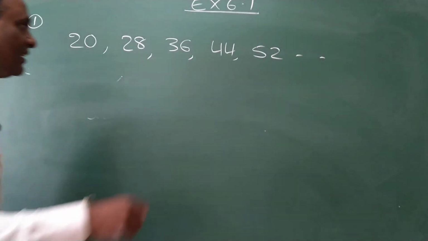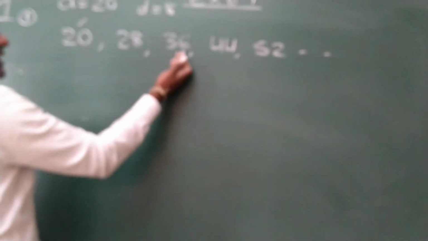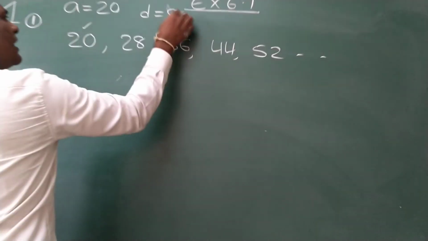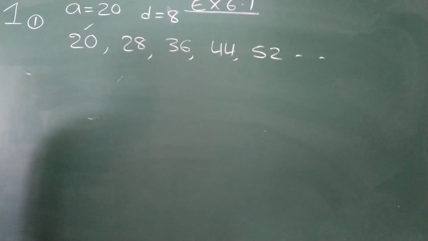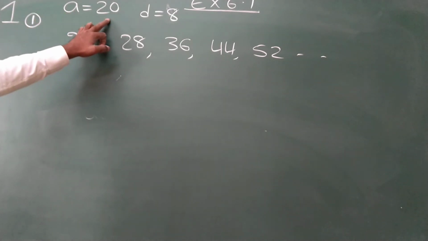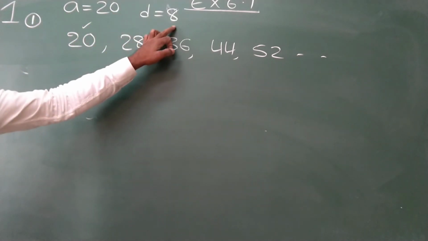Here A is equal to 20. Each additional kilometer, 8 rupees. Difference is 8. How am I getting the second one? Adding 8 to this, 28. Adding 8, we are getting this. So each kilometer, 8 rupees is added. So therefore it is perfectly an arithmetic progression. This is A. Write down: here A is equal to 20 and D is equal to 8.